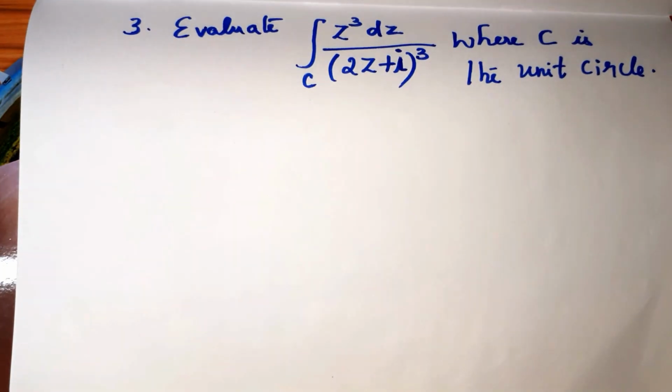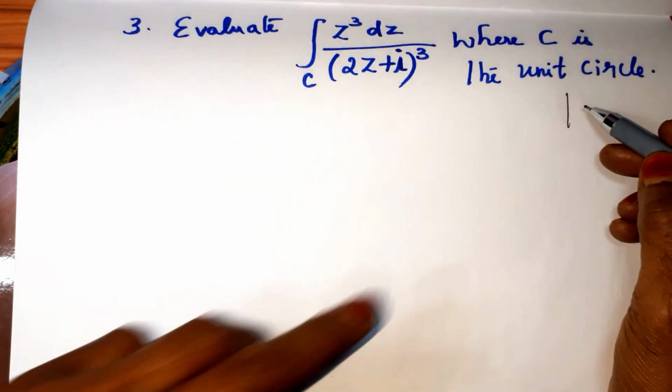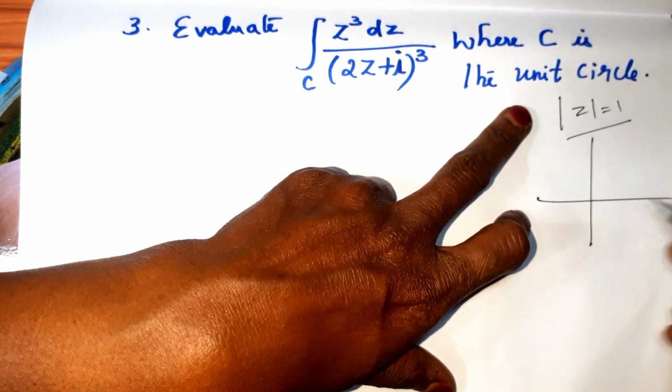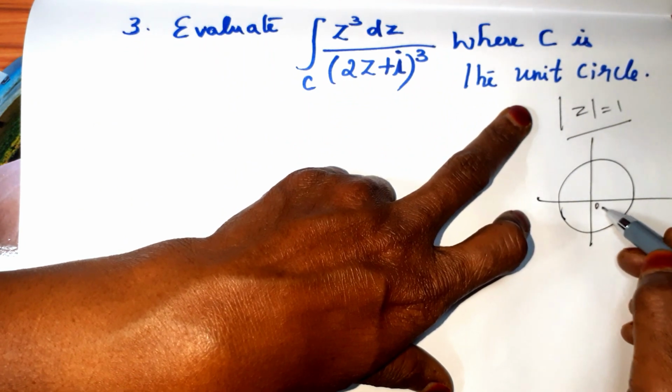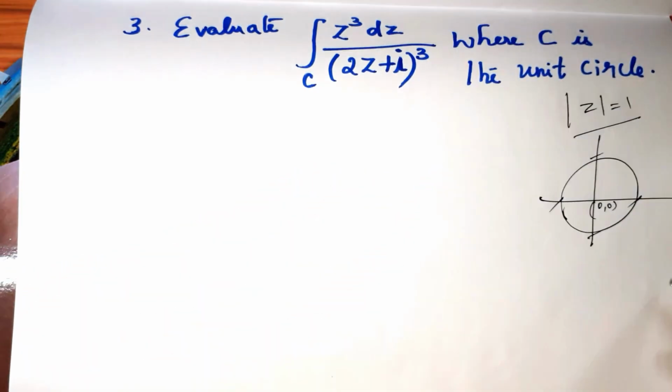Now the next problem, we are going to evaluate integral over c z cube dz by 2z plus I the whole power 3, where c is a unit circle. Unit circle means nothing but modulus of z equal to 1. The same circle we had previously. It is a circle with center 0, 0 and radius 1, 1 unit in all the sides. Okay, so the same circle is given.